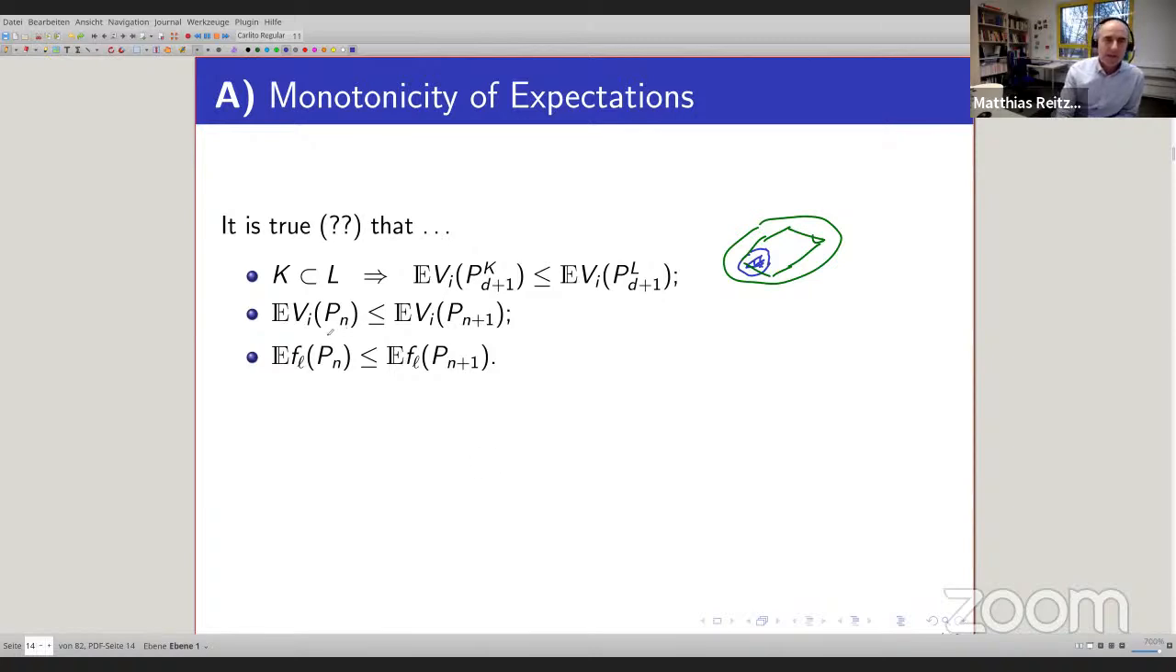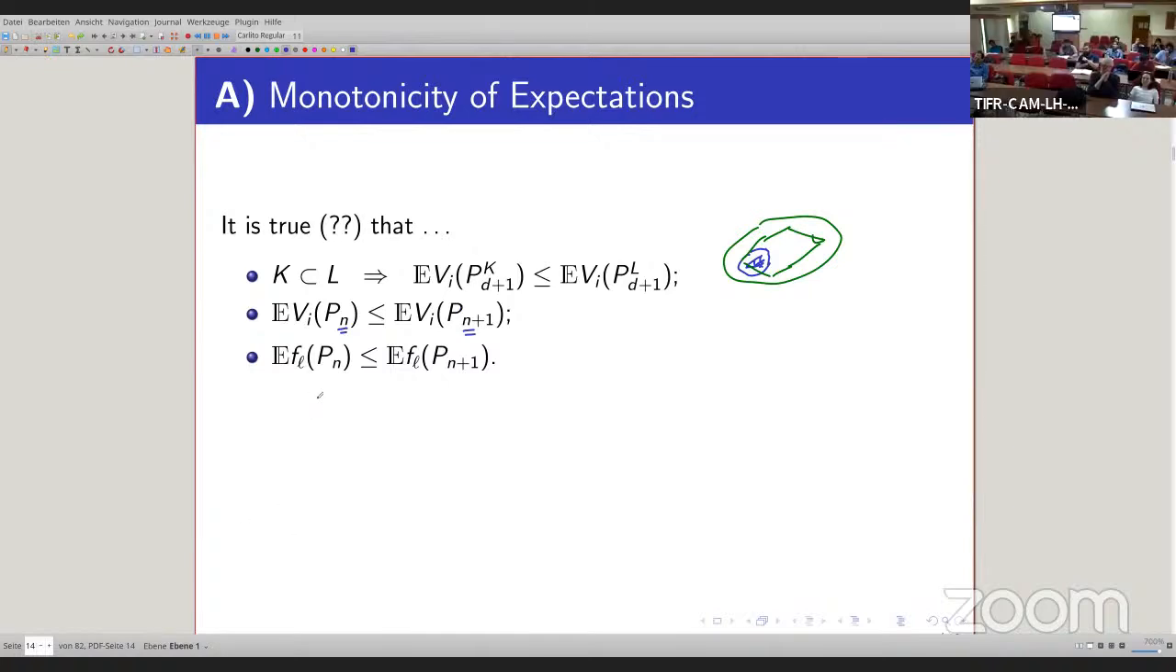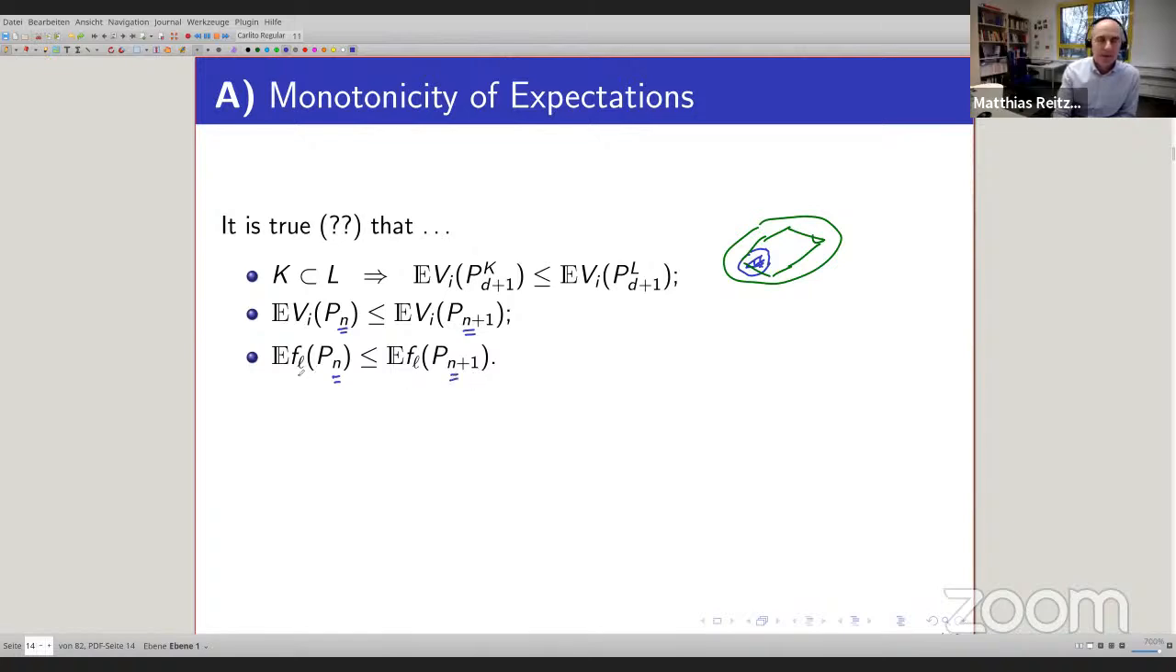The second question is, let the convex set K be fixed, but increase the number of points. So from n to n plus 1. This should also increase the random polytope. And the third question is, what happens if you increase the number of random points? Will this increase the number of faces? So if you plug in more random points, will this increase the number of vertices, the number of edges? These are monotonicity properties which are of interest.